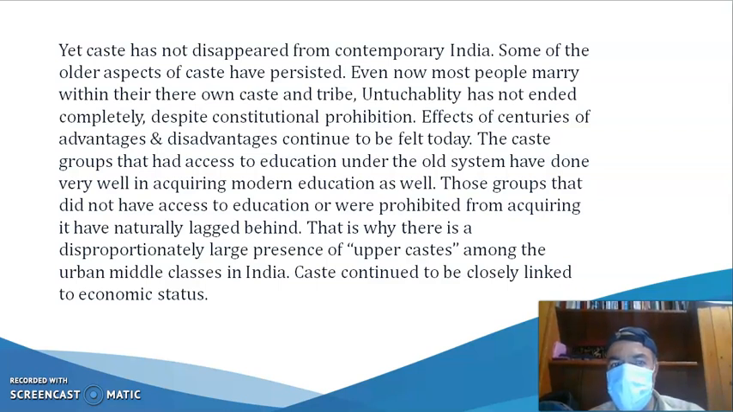The caste groups that had access to education under the old system have done very well in acquiring modern education as well. Those groups that did not have access to education or were prohibited from acquiring it have naturally lagged behind. That is why there is a proportionally large presence of upper castes among the urban middle classes in India. Castes continue to be closely linked to economic status.